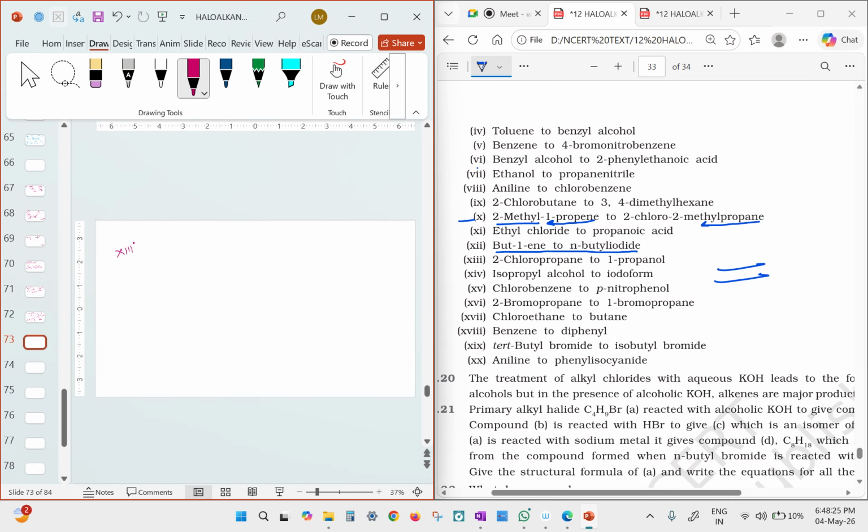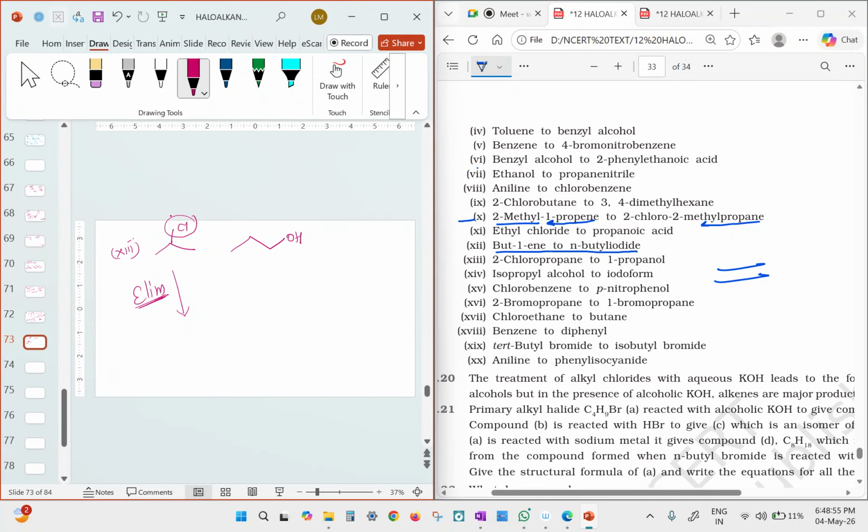2-chloropropane to 1-propanol. I want OH here. Think about it. I want to remove the Cl first. How do I remove something? Is it not elimination? Alcoholic KOH. What does it do? Or sorry, concentrated sulfuric acid.